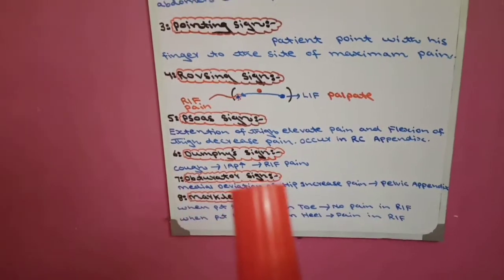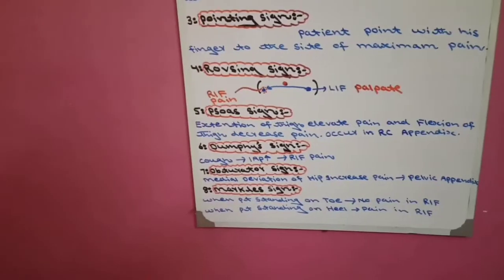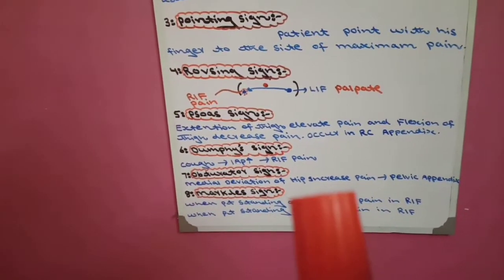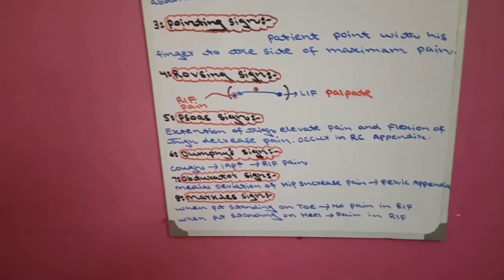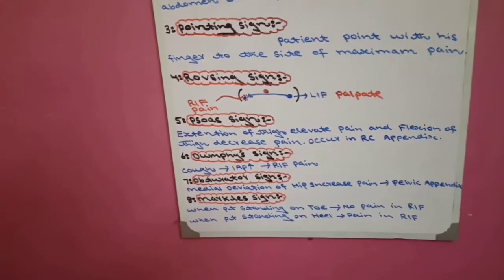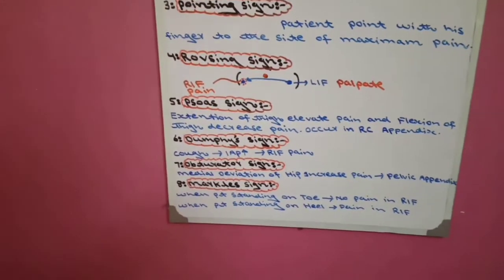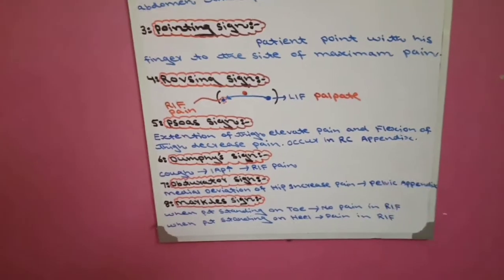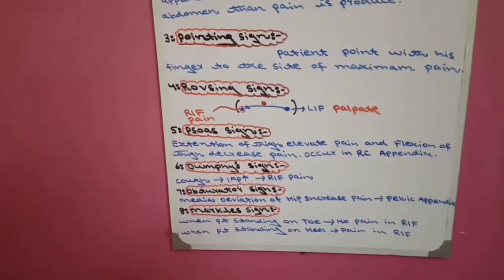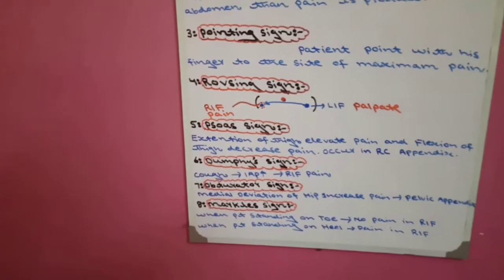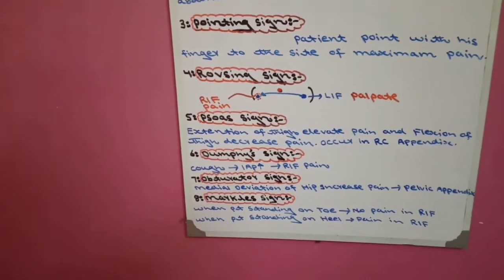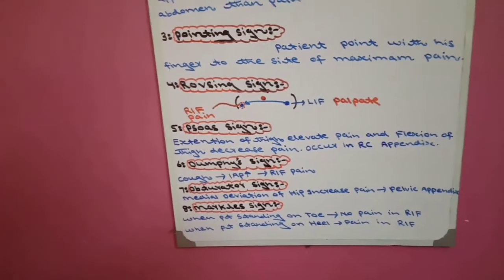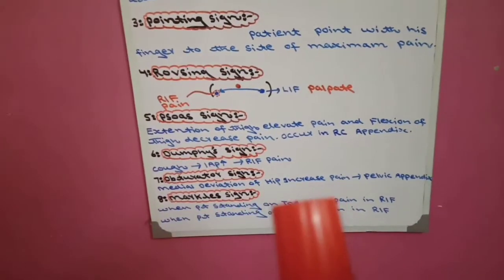The seventh is obturator sign. What is obturator sign? Medial deviation of the hip increases pain. When the patient medially rotates the hip, there will be pain, and this occurs in a pelvic appendix. When the tip of the appendix is in the pelvic region and the patient does medial deviation of the hip, there will be pain. This is known as obturator sign.